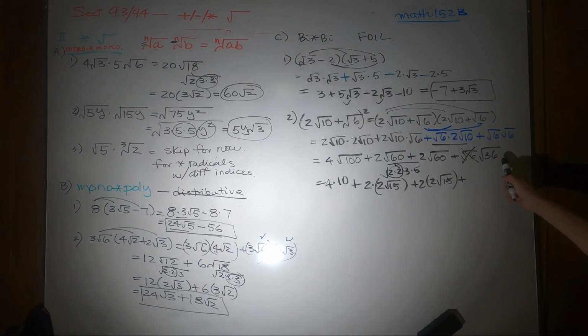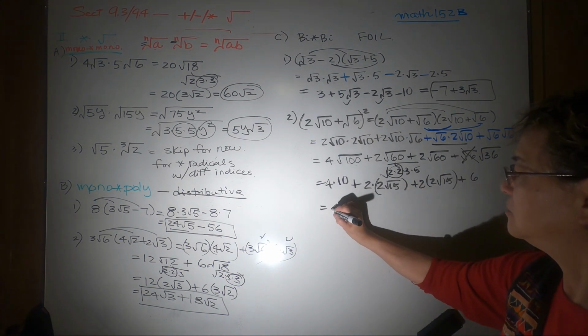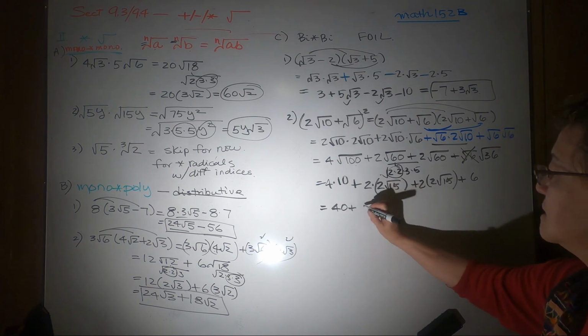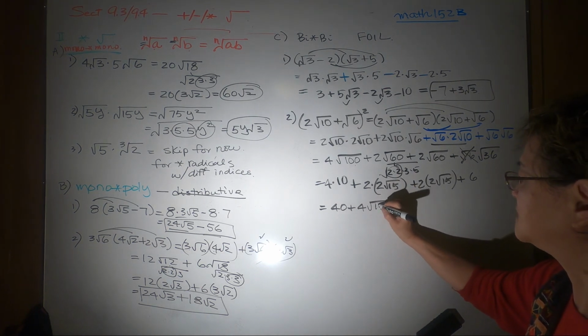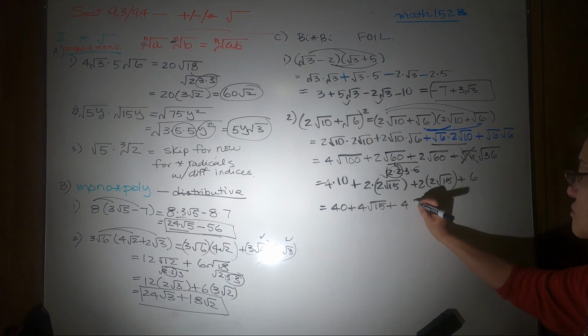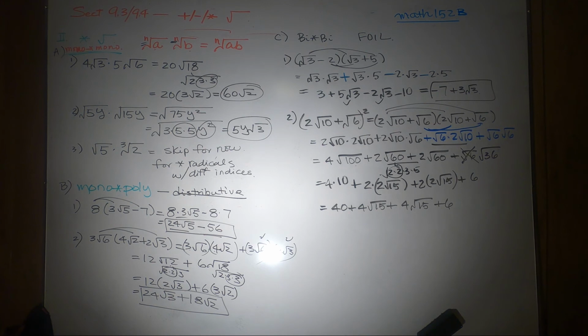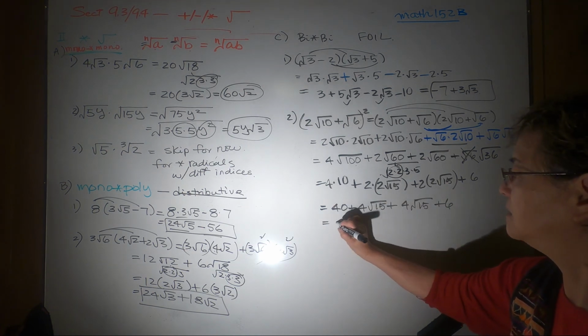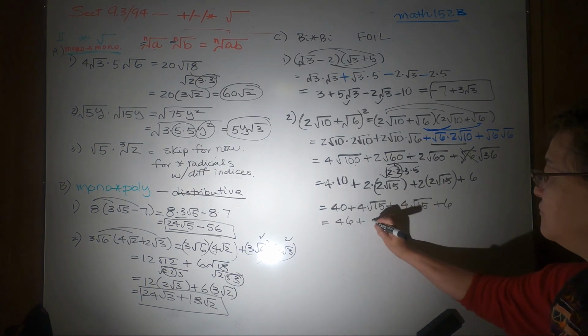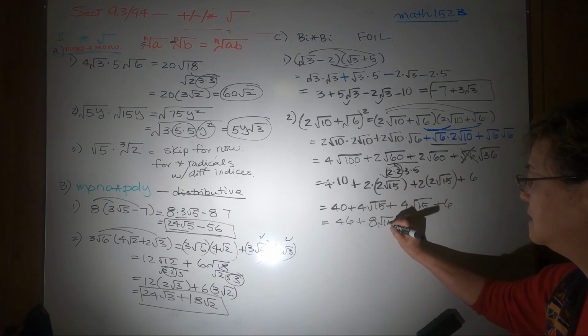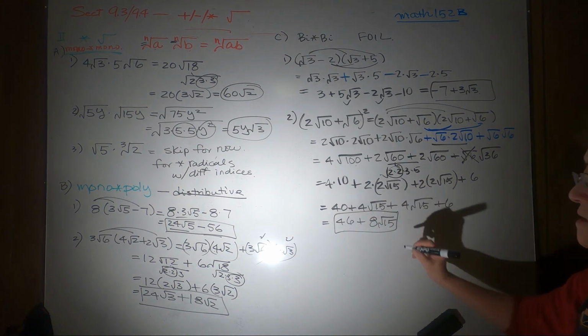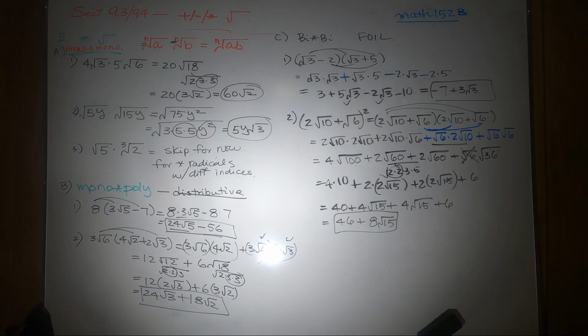Then square root of 36 is what? It's 6. So what do we have? We have 40 here plus 2 times 2, 4 square root of 15, plus another 4 square root of 15, right? Plus 6. You simplify them. Then you combine like terms, okay? 40 and 6 would be what? 46 plus 4 and 4 would be 8 of what? Square root of 15. So that would be your answer.